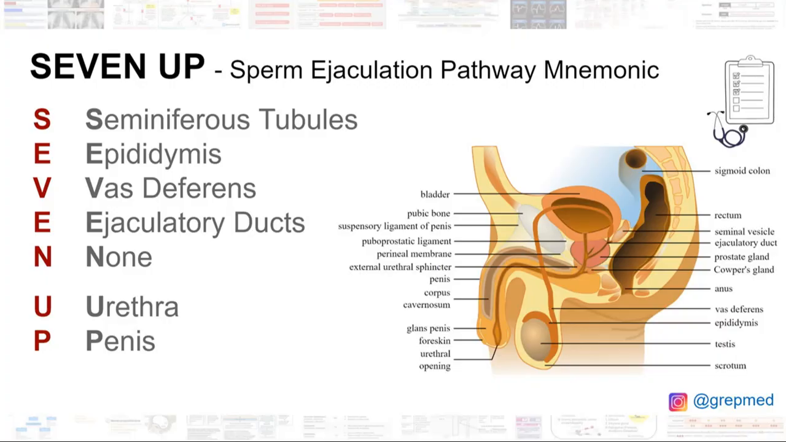So in relation to remembering the pathway of sperm, I like to use an acronym called 7UP. I used this while studying for my MCAT, and the 7UP acronym stands for seminiferous tubule, epididymis, vas deferens, ejaculatory duct, nothing, just because 7UP sounds better than SEVEN UP. And then the U stands for urethra and the P for penis. So maybe a little test-taking strategy for you guys there.